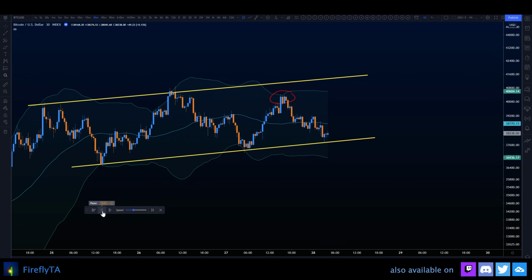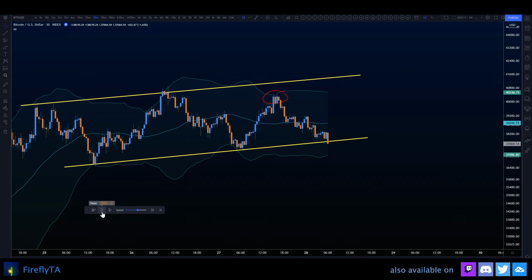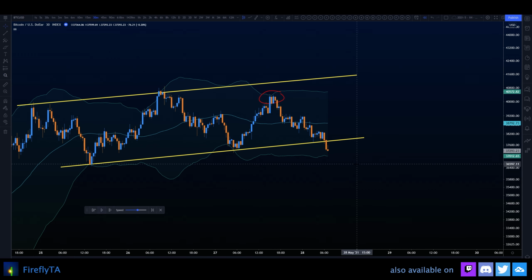Going to play this maybe a little bit faster. Okay, here you got the breakout. This is the breakout. You see this candle closed above and it held support, but this candle clearly closed below support. And yeah, there's no denying that this is a breakout attempt by the bears.